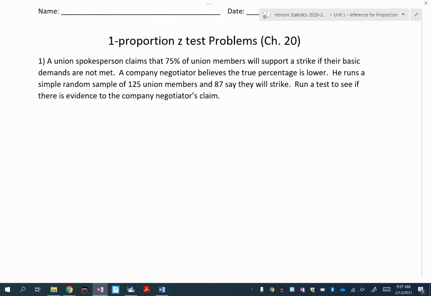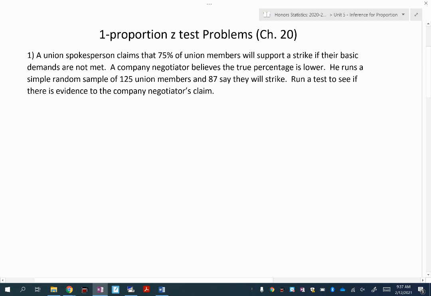All right, so this question says a union spokesperson claims that 75% of union members will support a strike if their basic demands are not met. So right now we think the best proportion of all the union members that would go on strike is 75%. Now there's a company negotiator, somebody who works for the other side, that believes the percentage is actually below 75%. The company negotiator does their own sample, asking some union members if they'll go on strike or not.